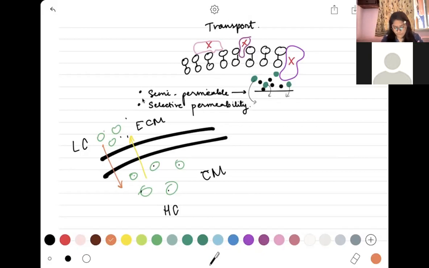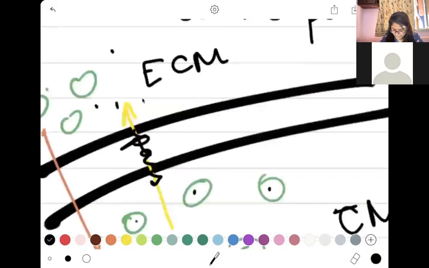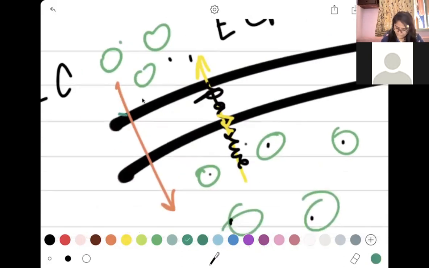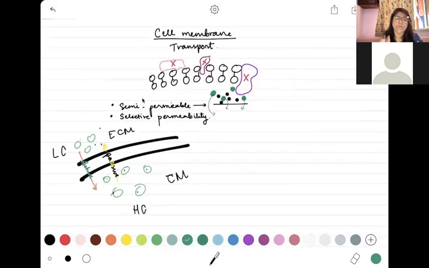Okay, so when it is moving from a higher concentration to a lower concentration, we are going to call this kind of transport passive transport. Okay, I'm just going to put this. So this is going to be your passive transport, and the other way around is going to be your active transport, right? So you have these two modes in which the transport is going to take place.